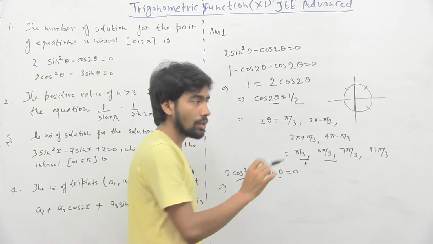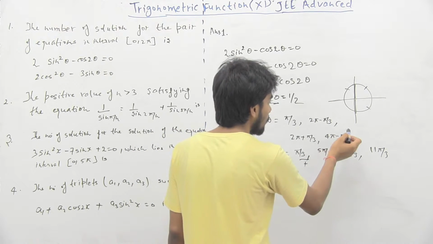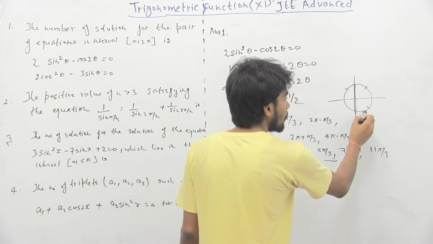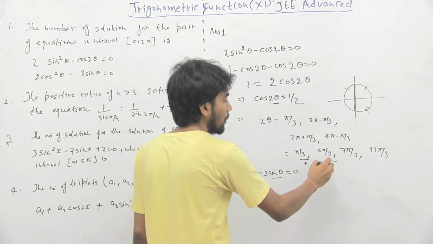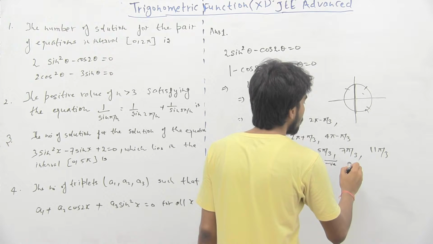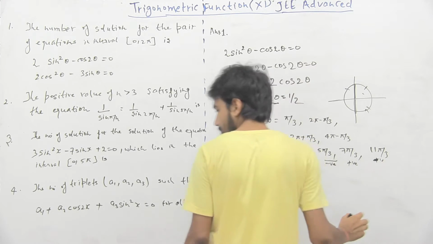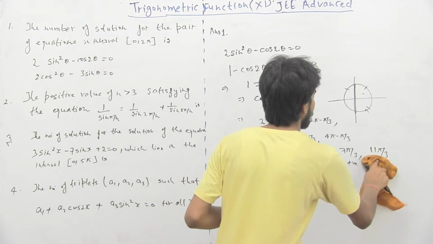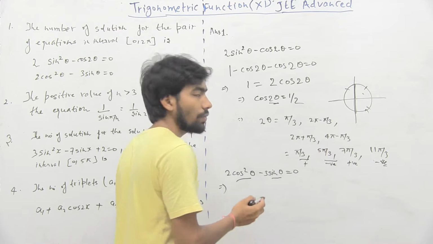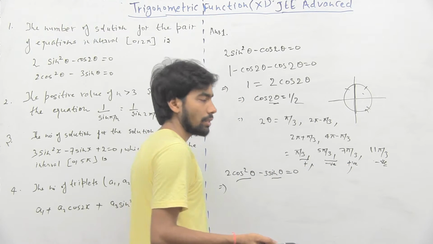Sin theta of this term will be positive, and 5 pi by 3 lies in this quadrant, so its sin value will be negative. So we will have only two solutions. You can check it: pi by 3 and 7 pi by 3.